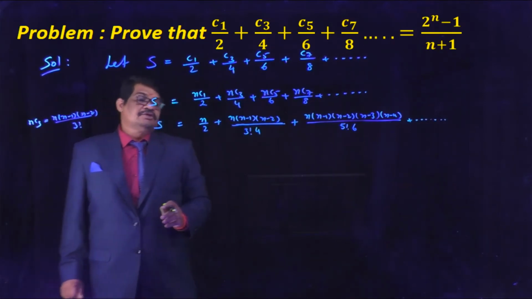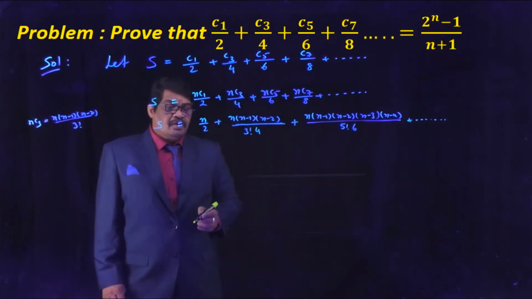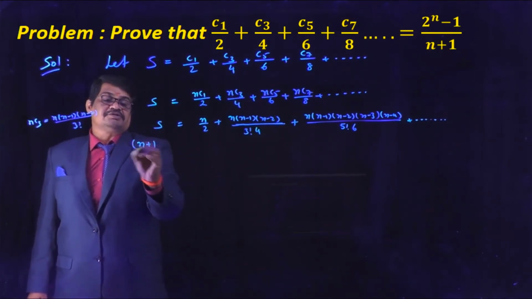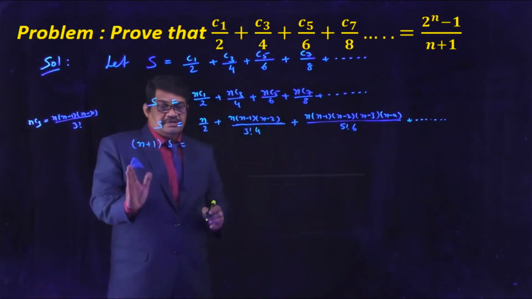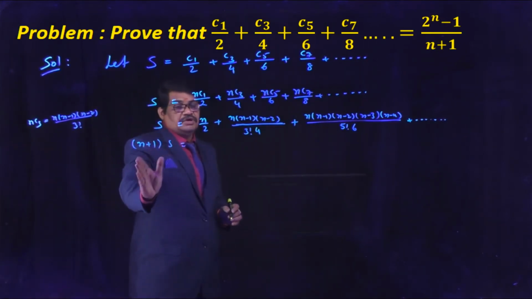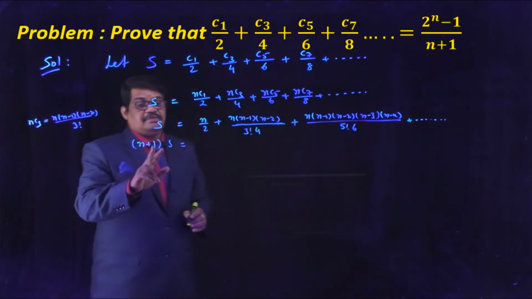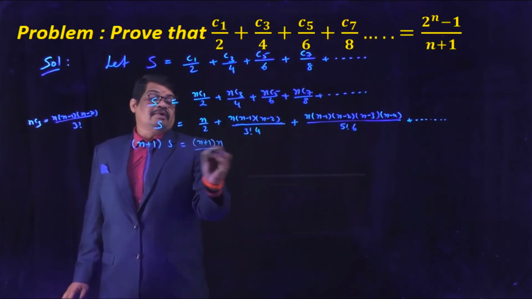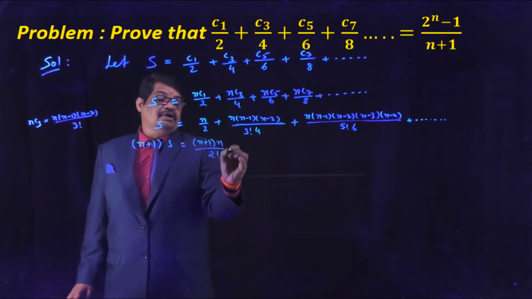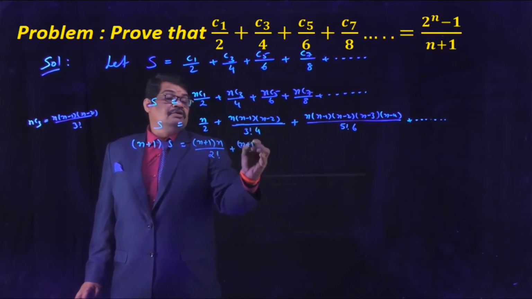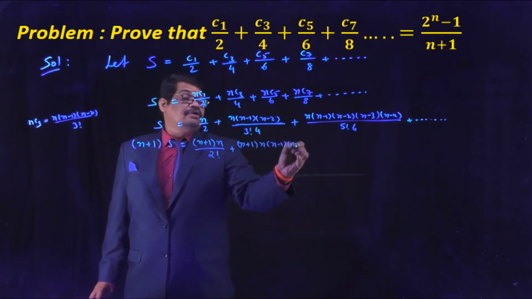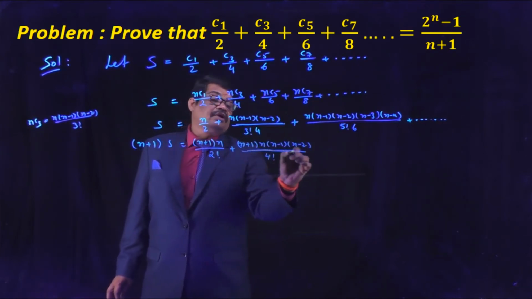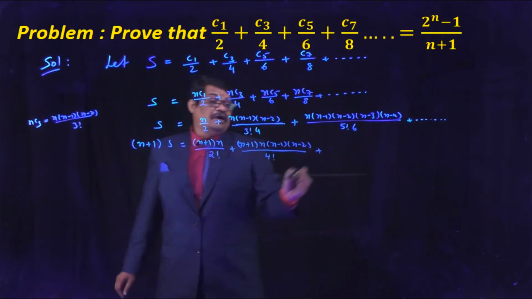These are the terms. Here we multiply n plus 1 on both sides. In LHS, n plus 1 into S is equal to n plus 1 into n by 2, that can be 2 factorial. Next, n plus 1 into n minus 1 into n minus 2 by 3 factorial into 4, that is 4 factorial, and so on.